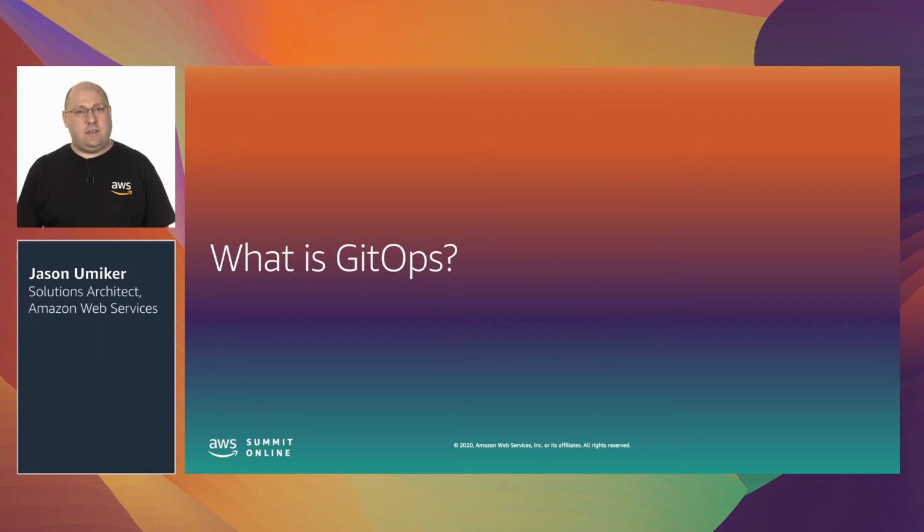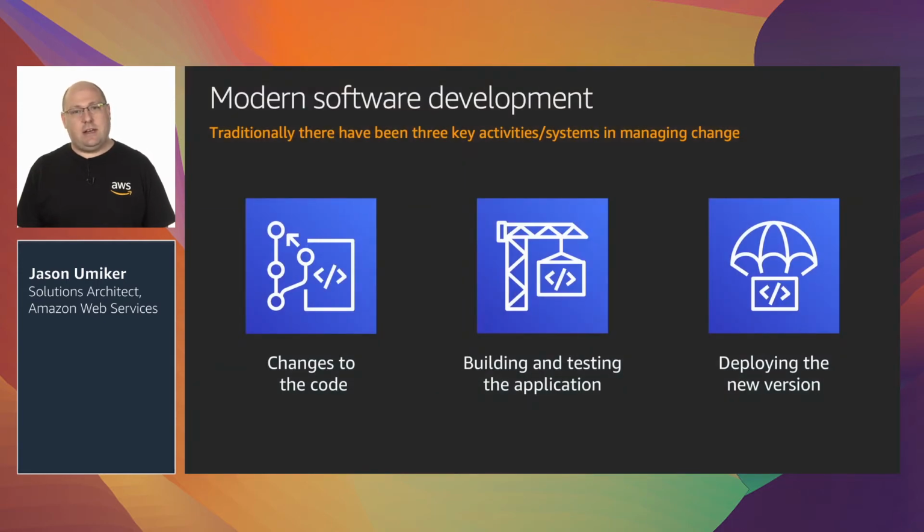The good news is, if you have any of these problems, then GitOps can help. We'll start with a brief overview of what GitOps is. In order to understand GitOps, we need to take a step back and look at modern software development practices around how they manage change in software teams. Traditionally, there's been three key activities and systems involved in managing that change. The first is the source code management, using things like Git. The second is the building and the testing of these applications, which is normally done with things like Jenkins or AWS CodeBuild. And finally, we have the deployment of these changes, which might be done with AWS CodeDeploy.